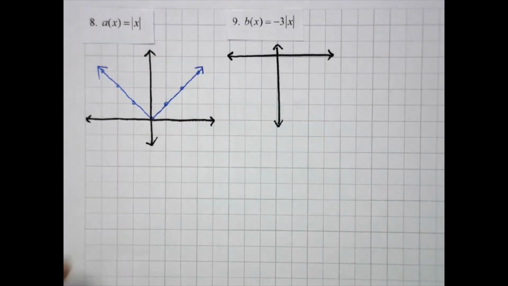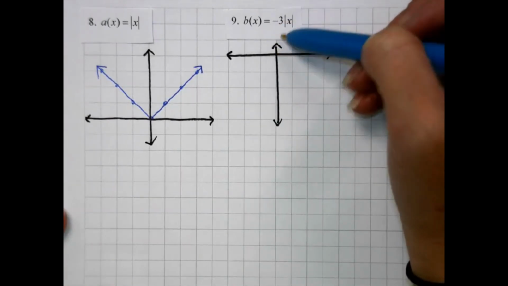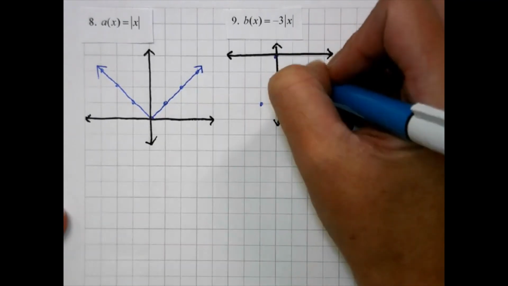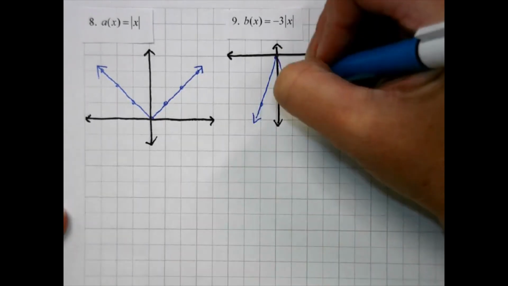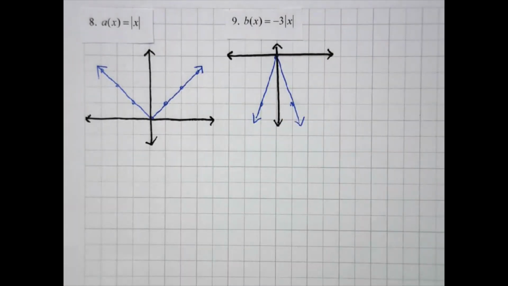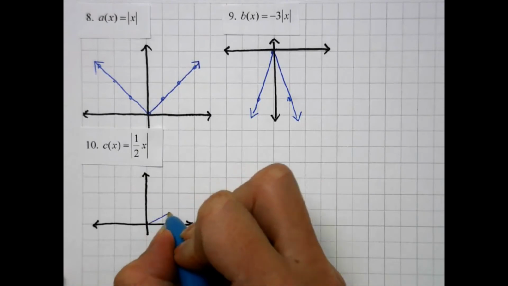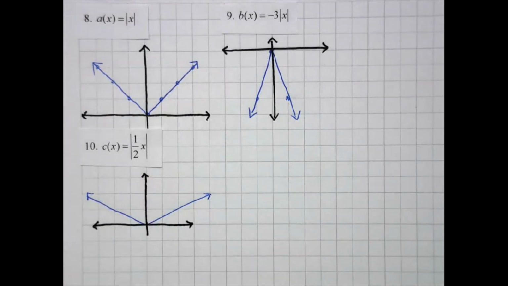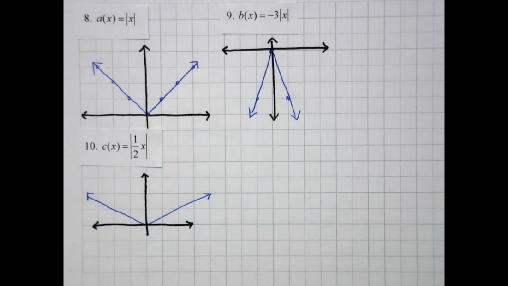Next is the absolute value, but we're multiplying it by a -3. The negative is going to reflect it over the x-axis. The 3 is going to stretch it vertically. So this graph, rather than going over and down 1, it's going to go down 3. This one, the 1/2 on the inside, means it's going to be stretched horizontally. So it's going to have a slope of 1/2 on this one. This one in particular, it actually doesn't matter if it's on the outside or the inside. It'll look the same.